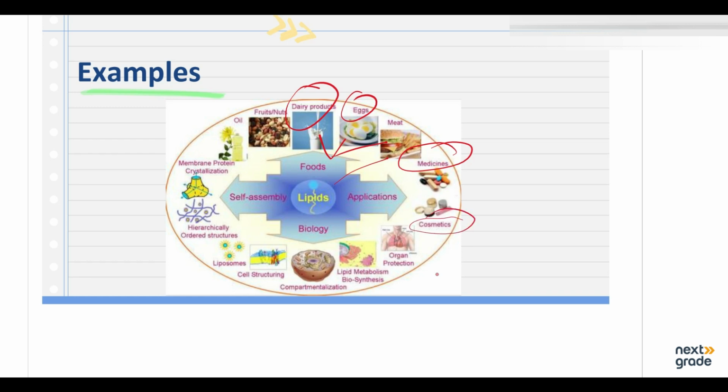All the cosmetic products that girls and boys use also contain lipids. Then they play a role in organ protection, protecting your body organs. They help in cell structuring and provide protection in the cell wall. Then they are present in fruits and nuts, in oil, and whether there is some hierarchy or crystallization structure, lipids play their role there. So these are some of the common examples of lipids that we find in our daily life.